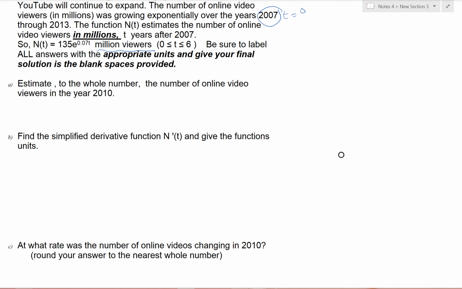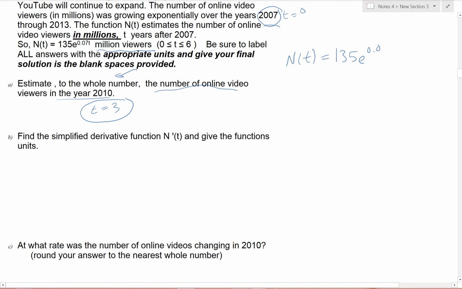First, estimate the total, to the whole number, so I've got to remember to round to the whole number, of online videos in 2010. So 2010 would be 3 years after 2007. I'm going to write my equation over here so it's a little bigger. I'm going to find n of 3, and again round to the whole number because they told me to. When I plug 3 in, it comes out 166.55, and so I'm going to round to 167.